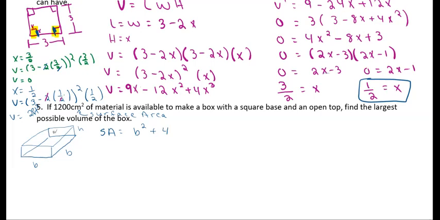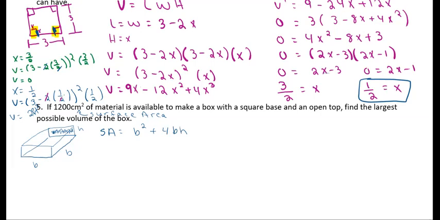So I'll just shade in one right here, this back side right here. The area would be base, which is B, times height, which in this case we labeled as H. So 4BH. The B stands for the base, the H stands for the height.